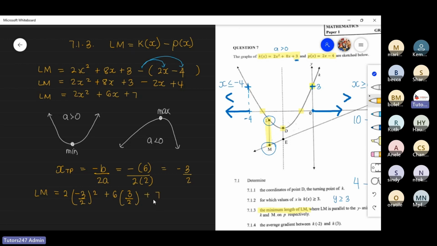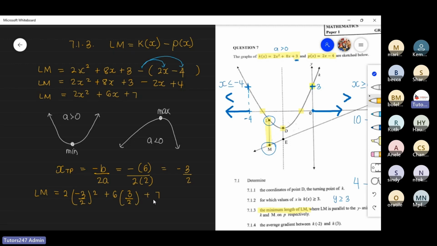So keep in mind, the only reason that we found x by using our turning point is because the question stated the minimum length of Lm. If they stated maximum length, we would have done the same thing. But if they stated maximum, Lm would have been negative 2x most likely. So keep that in mind. Whenever they use the word minimum and maximum, always think about turning points.